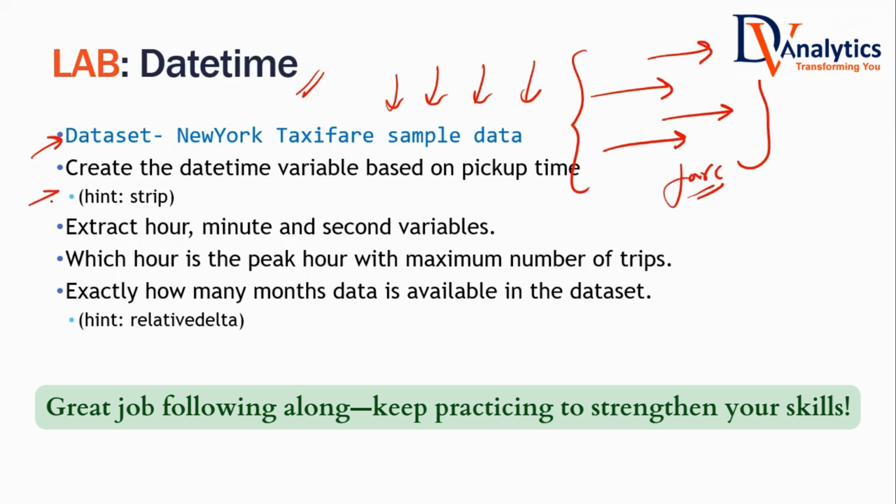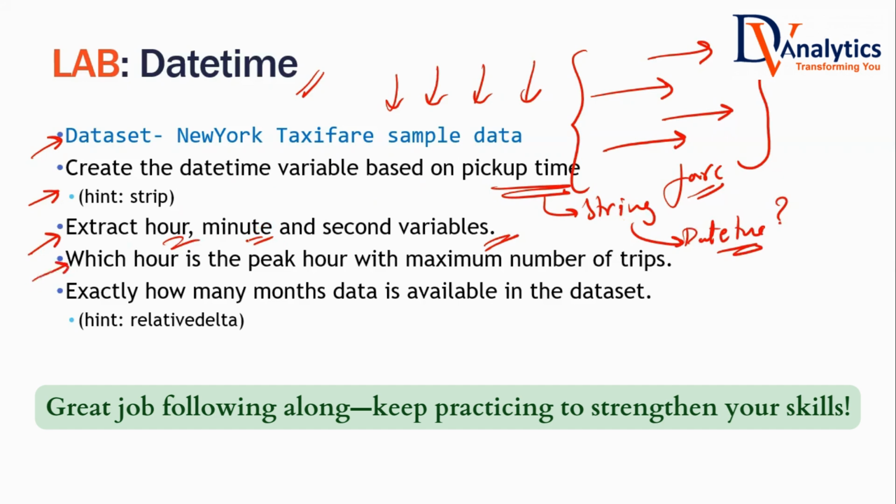Now create a datetime variable based on the pickup time. Pickup time is actually a string. How do you convert a string into datetime? What is the option? What function is used? Then extract hour, minute, and second values. So hours and minutes, when you're doing analysis of this, when you're creating a dashboard on the taxi fares and what time they are picked, maybe these hours and minutes are also important.